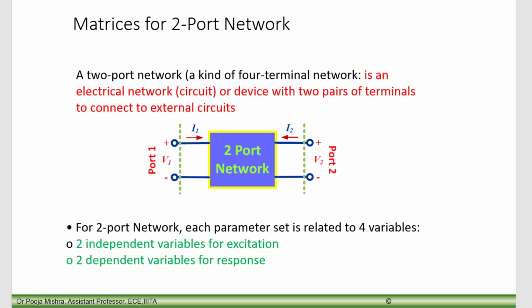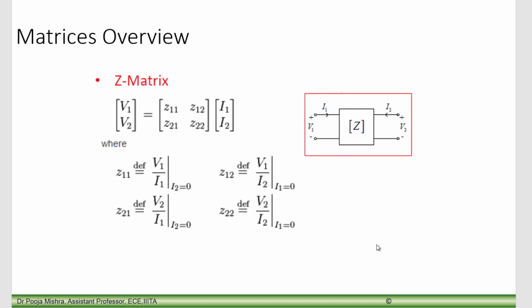So we have four variables here: V1, I1, V2, I2. Out of these four variables, two will be the independent variables for excitation and two will be the dependent variables for response. Depending upon which of V1, I1, V2, I2 is used for the analysis, there are four types of parameters that we use in low frequency applications. The first one is the Z matrix.